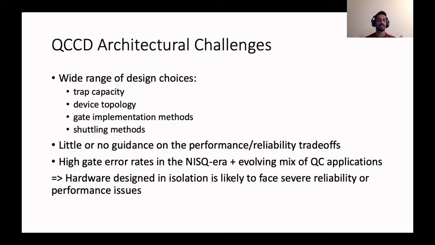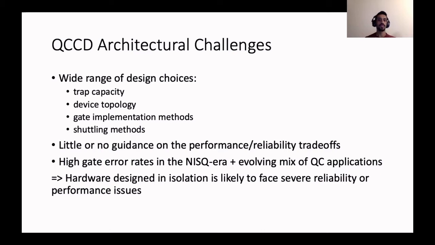So what makes this difficult? There are a wide range of design choices that need to be made by a hardware designer. We need to pick the right trap capacity. We need to pick a good device topology, and we need to pick the methods required for implementing the gates and for shuttling. Currently, there's very little or no guidance available to designers on the performance and reliability of these trade-offs. There are models known for these aspects individually, but at the level of an application, it's very hard to reason about the performance or reliability.